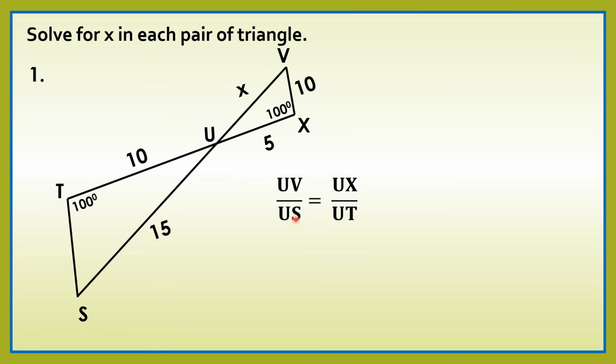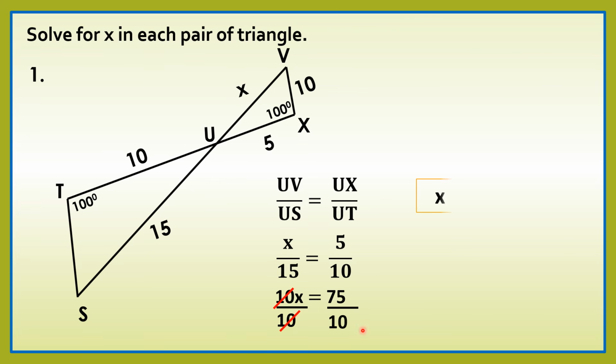So, yung UV natin, that is x. And then, yung US natin ay 15. UX natin dito ay 5. And UT is 10 by substitution lang. Then, cross multiplication. X times 10 is 10x. Then, 15 times 5 is 75. To solve for x, we need to divide both sides by 10. So, sa left side natin, matitira na lang ay x. Then, 75 divided by 10, the answer is 7.5. Therefore, the value of x now is 7.5.